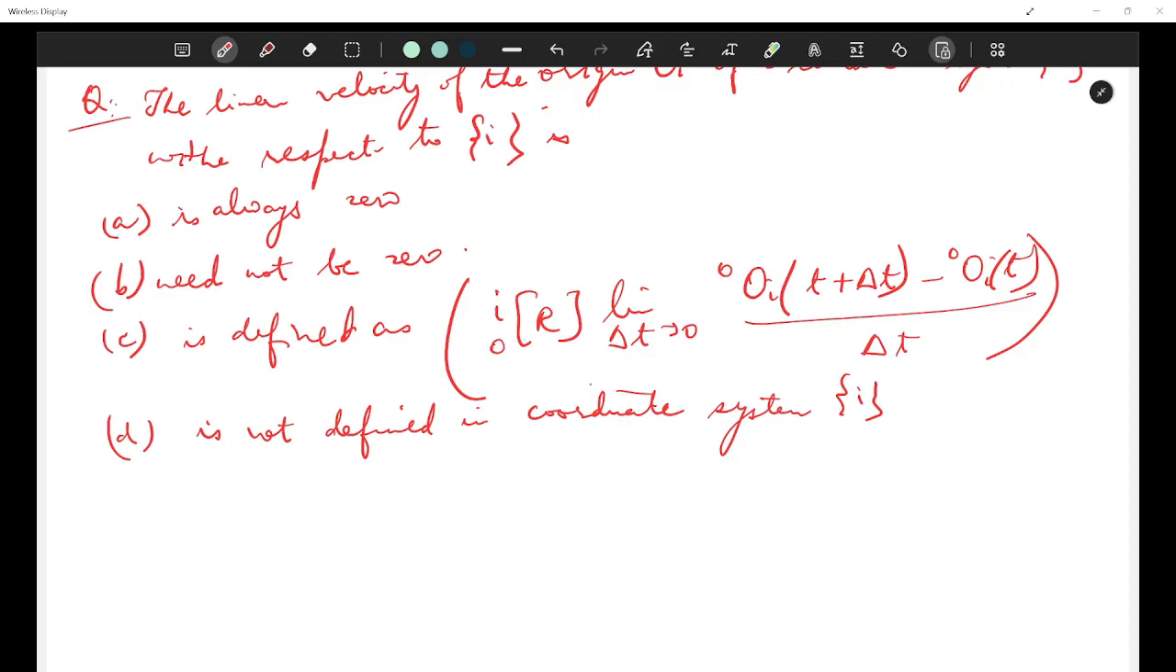This is a conceptual question and it basically checks if you understand the difference between the differentiation frame and the description frame, and what the velocity of the origin is, etc. And whether the velocity of a point fixed in a moving frame is 0 or not. So let's go about it.